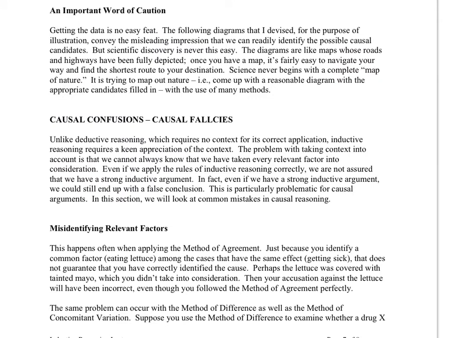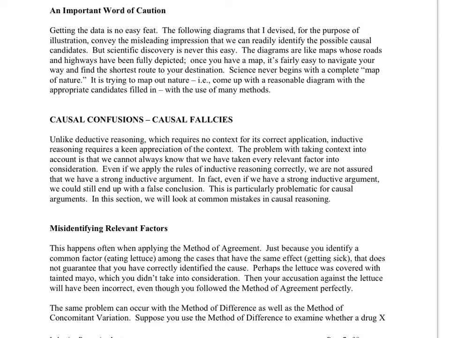Now, I'm going to have to say that it's very difficult to actually come up with the relevant cause in a real-life case. When I come up with diagrams to illustrate the methods, it looks super easy to identify what the relevant differences are or what the relevant agreements are. In real life, things never look that neat and tidy, and it can take an awfully long time to identify what a relevant difference could be or what a relevant agreement could be.